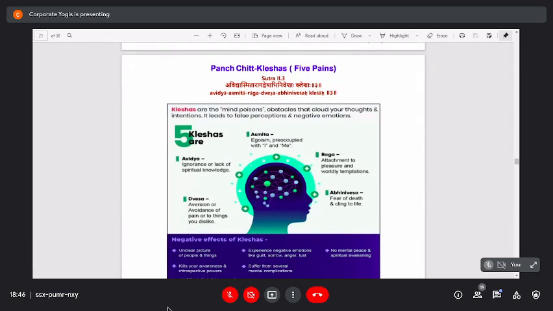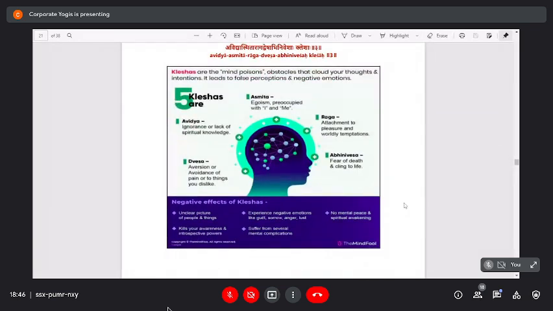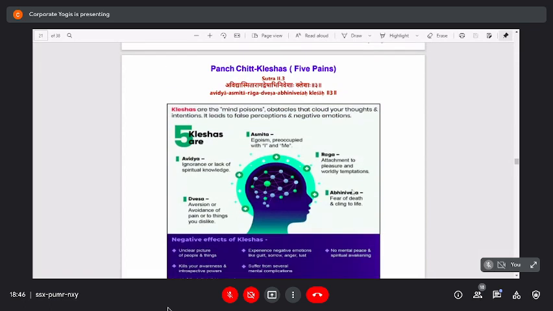And dvesha means you are hating, you are doing aversion or avoidance of pain, of the things you dislike. You are disliking or hating someone. You don't feel good about some people. That is dvesha. These are the negative effects that come in your mind. So these are the mind poisons. The 5 kleshas, you need to remember these.